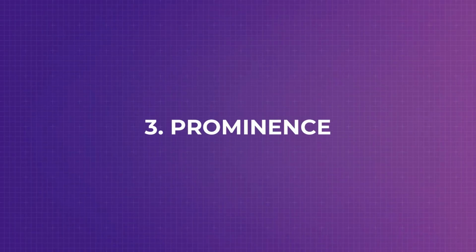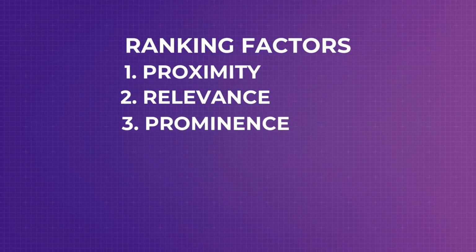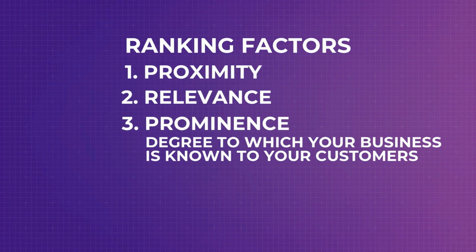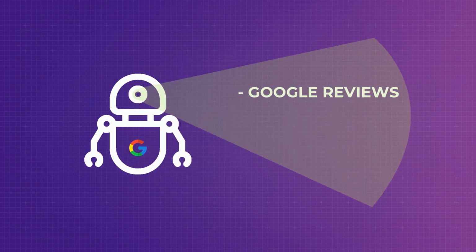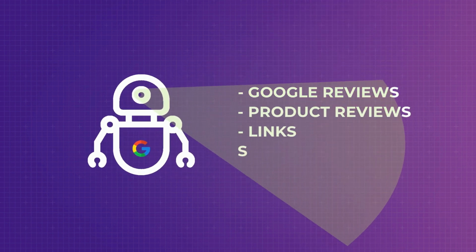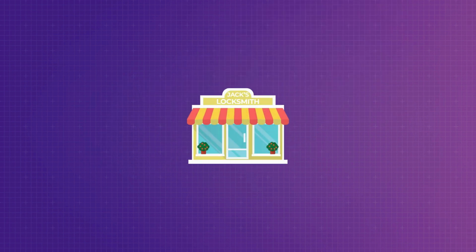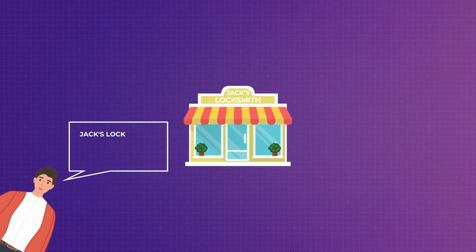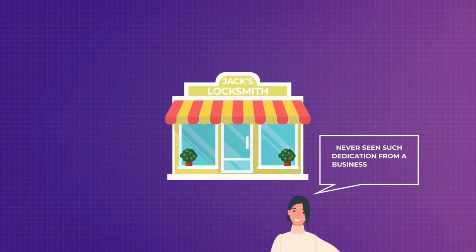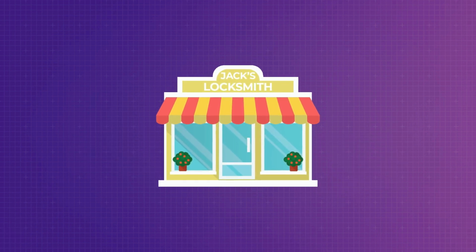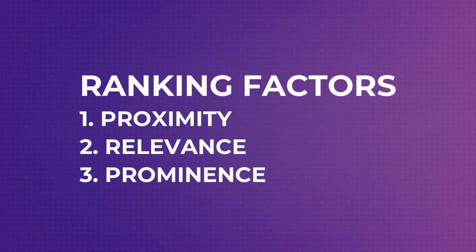The third factor is prominence, which is the degree to which your business is known to your customers. To determine that, Google analyzes the Google reviews, product reviews, links, articles, etc. that relate to your business. So the more people speaking positively about your business, giving 5-star reviews on your business profile, the better your ranking will be. Now that we know what influences your ranking on the local page, let's start working on your business profile.